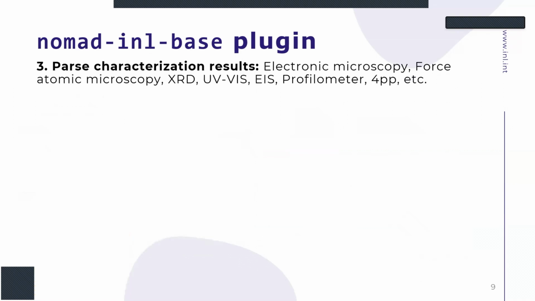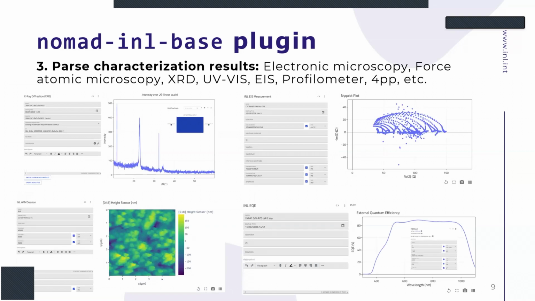Later, we have a lot of characterization. As I mentioned, we do electron microscopy, atomic force microscopy, XRD, spectroscopy, electrochemical impedance spectroscopy, etc. And now you just put everything on top of NOMAD, and that creates the XRD pattern, the AFM images, or the EQE spectra, which is something specific for solar cells, with all the metadata that comes from the raw file. So we just put the raw file on top.